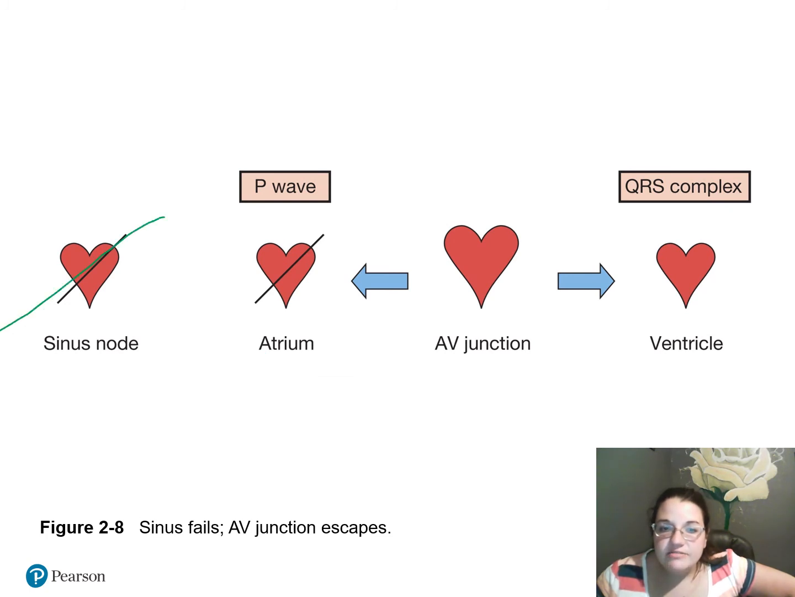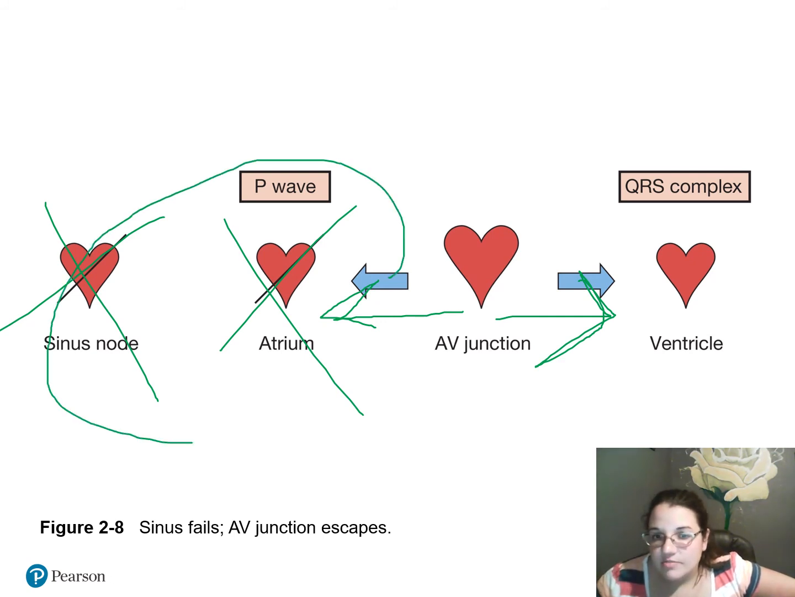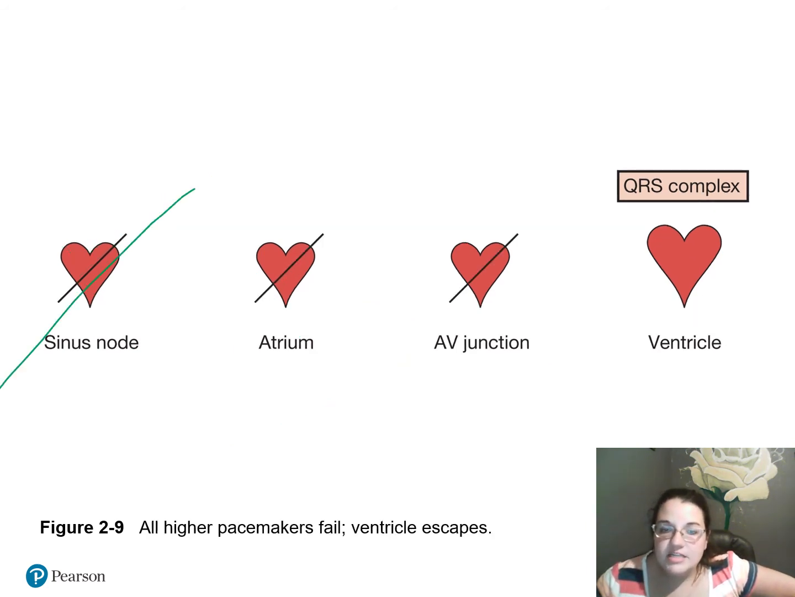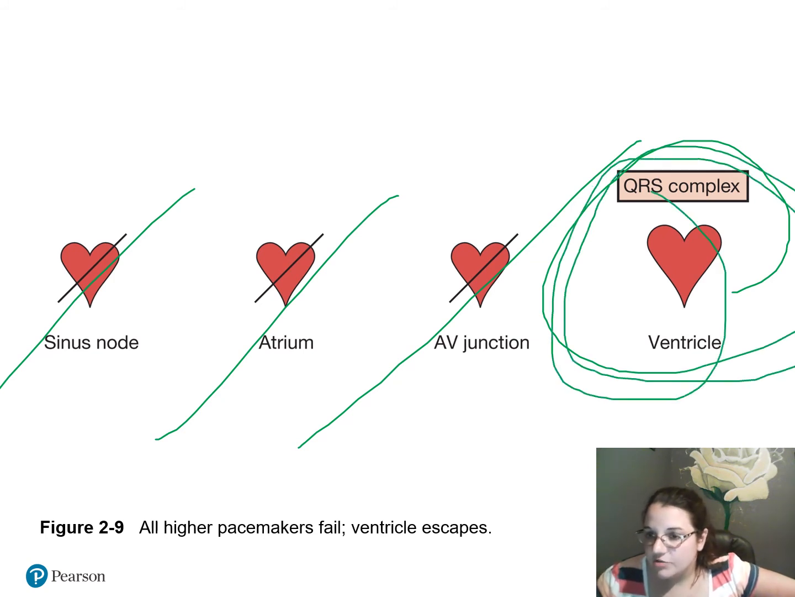So let's say the sinus node is not working. The atrium is also not working. Meaning since there's no impulse from my sinus node getting to the interatrial tracts, my AV junction is going to have to fire off at a slower rate, 40 to 60 beats per minute. But notice when it fires, it goes in both directions, which means my atrium is going to get depolarized. But what if the sinus node's not working, the atrium doesn't get depolarized, and my AV junction is not working? The only one working is my ventricles, therefore I will only see a QRS.